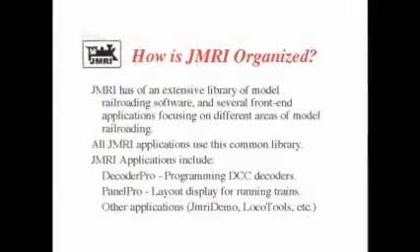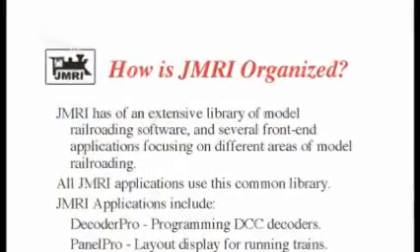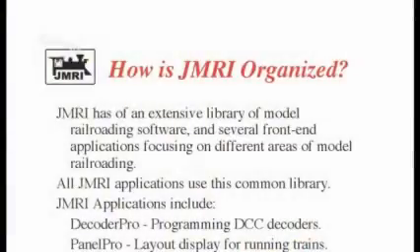How is it organized? This might sound pretty technical, but it's important to understand JMRI if you understand how it's organized. It has a big library of railroading software and several front-end applications, each of which focuses on one type of use, one area of model railroading. All the applications use this common library. The library is about this big, and each of the applications is about this big for comparison. They all reference the same thing.